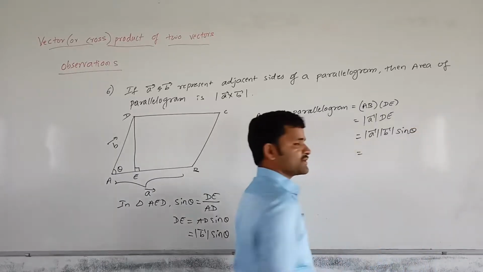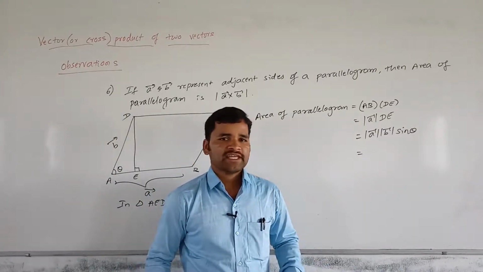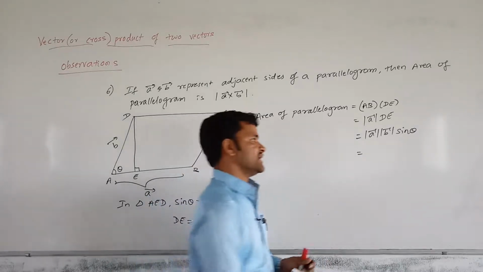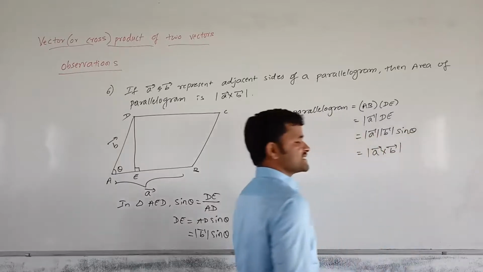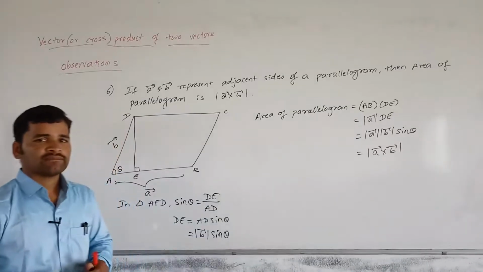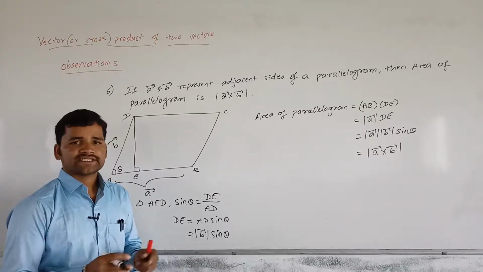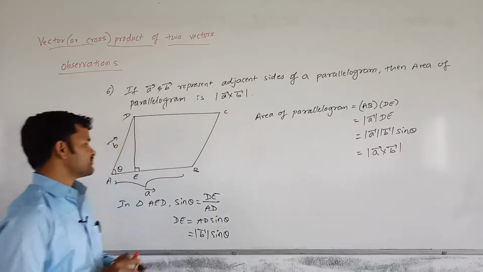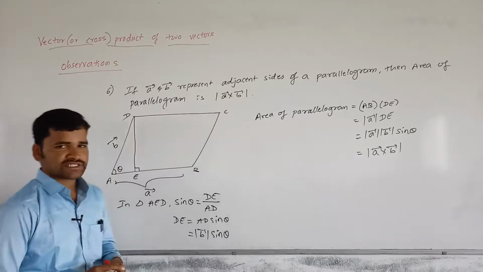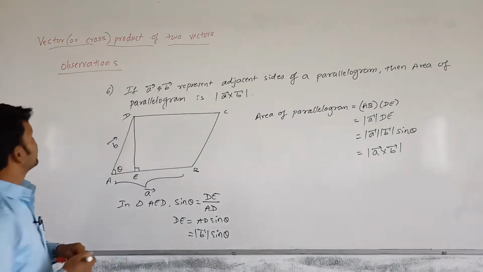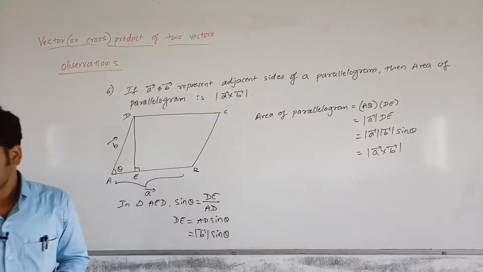Again you see, what is this, magnitude of vector A into magnitude of vector B into sin theta? That is the magnitude of A cross B. What is this? This is the area of a parallelogram where vector A and vector B are adjacent sides of the parallelogram. That is important. Vector A and vector B must represent adjacent sides of a parallelogram. You should not take opposite sides. Okay. These are the observations about the cross product of two vectors.